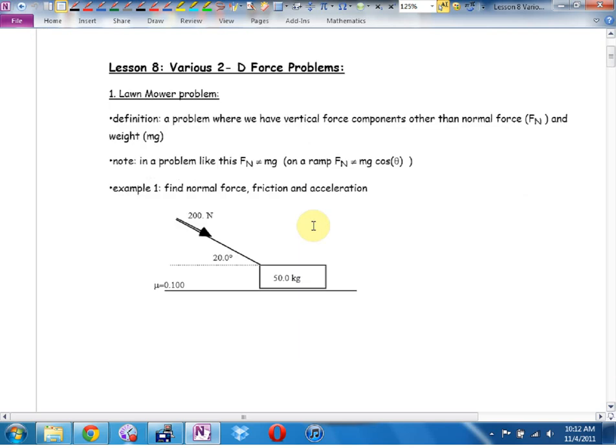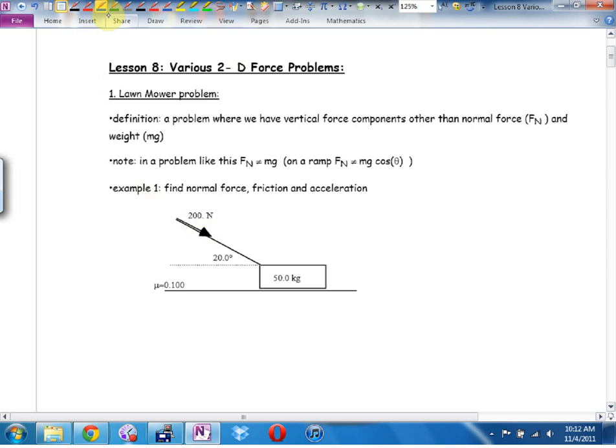The lawnmower problem is where you have vertical force components other than gravity and the normal force. And we call it the lawnmower problem because the classic one is pushing down the angled handle of a lawnmower. You're pushing down as well as pushing sideways. Or if you're pulling on something with a rope, I've also seen it done this way where you're lifting something with a rope at an angle, which means you're doing some lifting and some sliding.